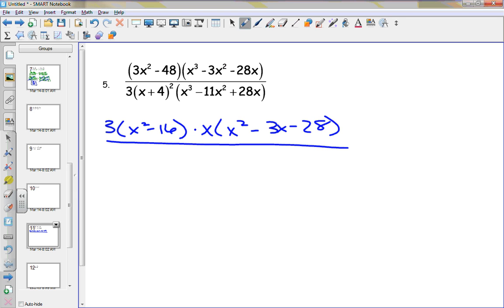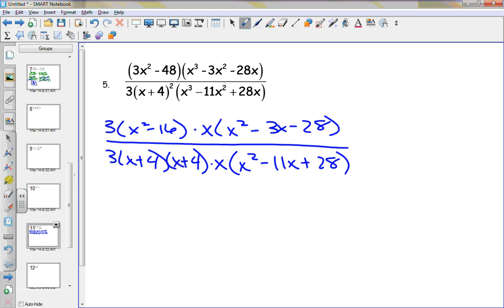All over. Go to the bottom. Write down the x plus 4 two times. Why am I writing that down two times? That's squared. Because it's squared, and you guys have a tendency to forget the exponents if you don't write it down twice. Do I have a GCF in the last parenthesis? Yes. X. So I pull out an x, and I'm left with x squared minus 11x plus 28.